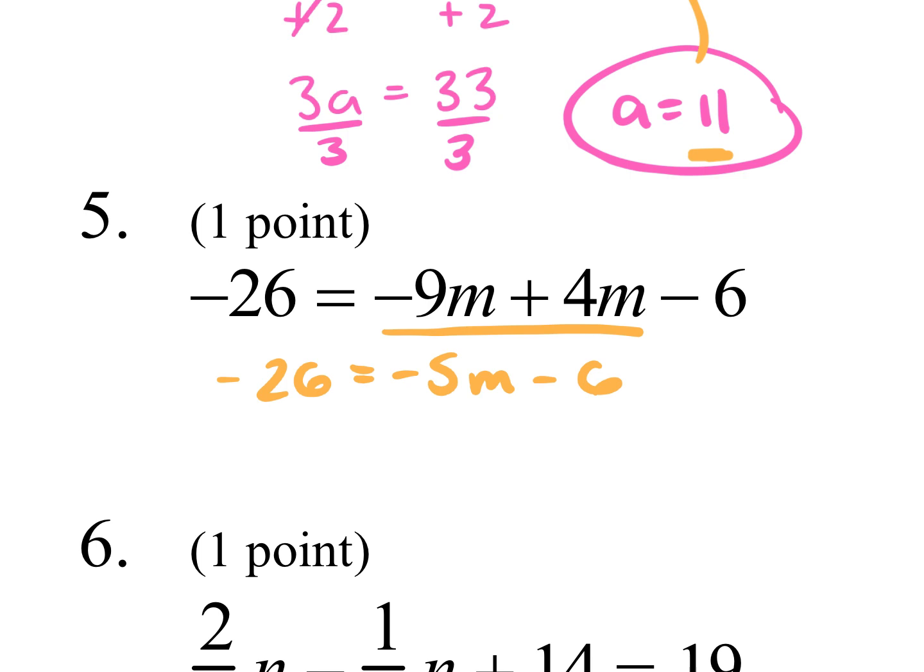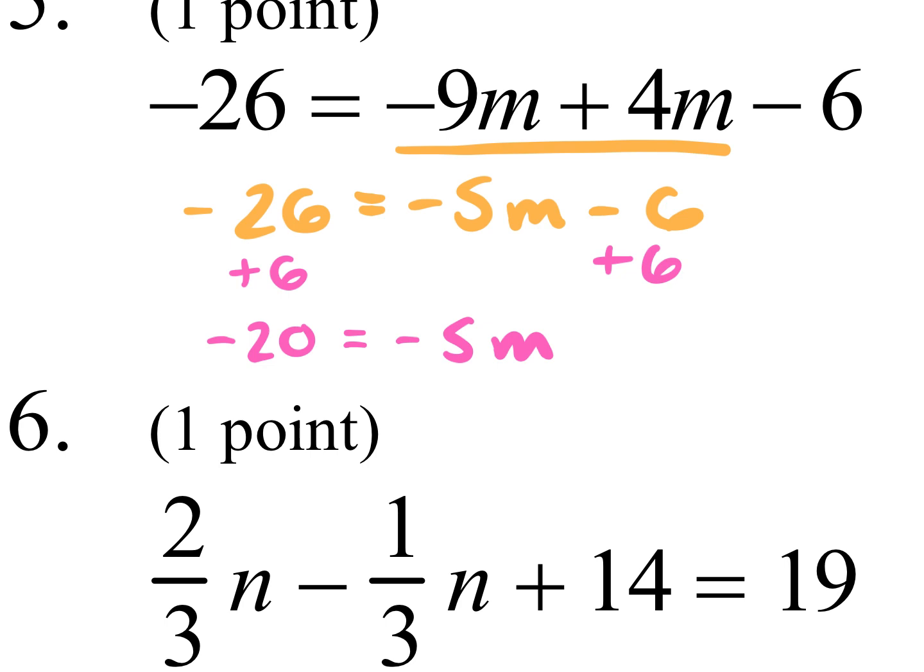Now what should I do next? Add 6 to move it to the other side. So -20 is equal to -5m. And then what should I do? Divide by -5. So m is equal to? 4. Awesome.